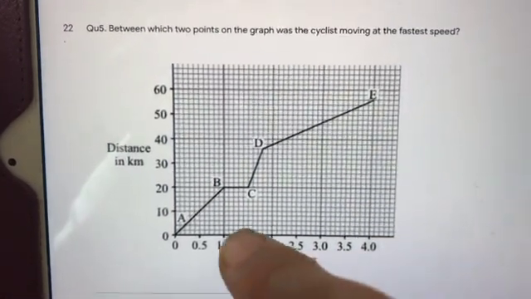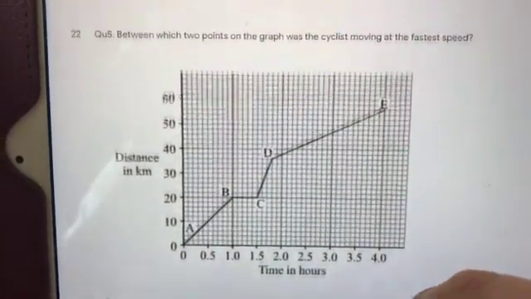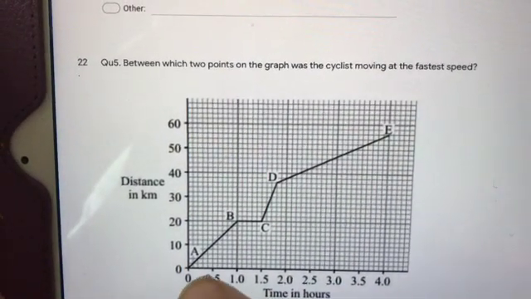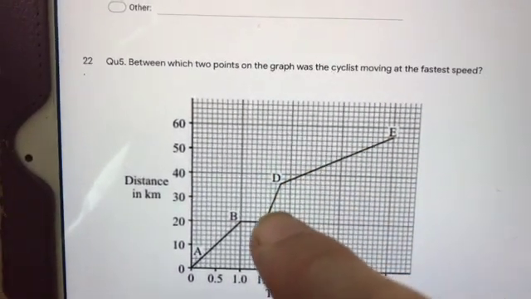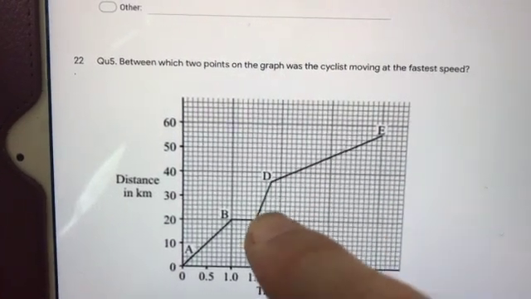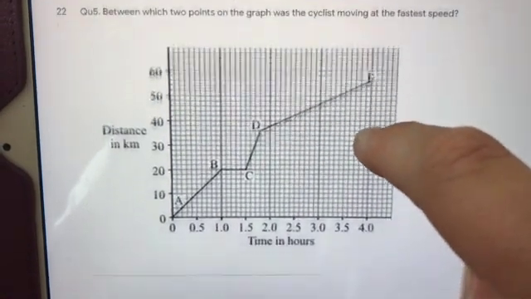So in this question, we've got a graph of a cyclist with points labelled on it. Which points were they moving fastest? So this is about the gradient of the graph. So you're looking at the steepness of the line, and the steepest part of this graph is between C and D. That has got the highest gradient, the steepest part of this distance time graph. So between C and D is the right answer.